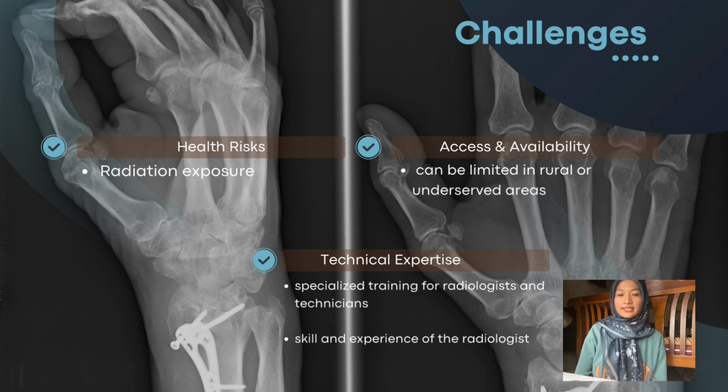Next, access and availability. Access to X-ray machines can vary depending on where you live and how much money you have. In big cities and wealthy areas, it's easier to find X-ray machines in hospitals and clinics. But in rural or poorer areas, they might not have them, making it harder for people to get the tests they need. To fix this, we need to make sure everyone, no matter where they live or how much money they have, can easily get access to X-ray machines when they need them.